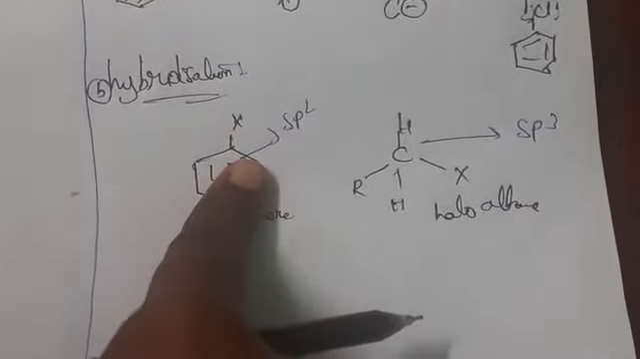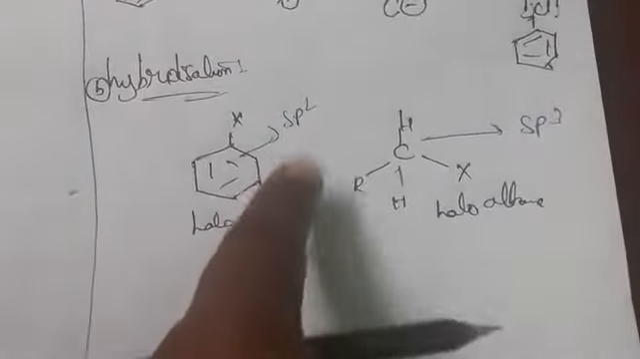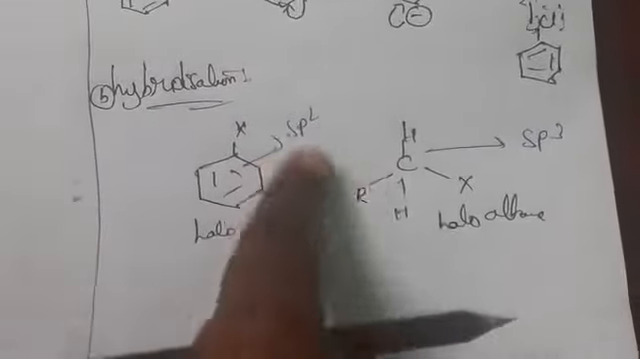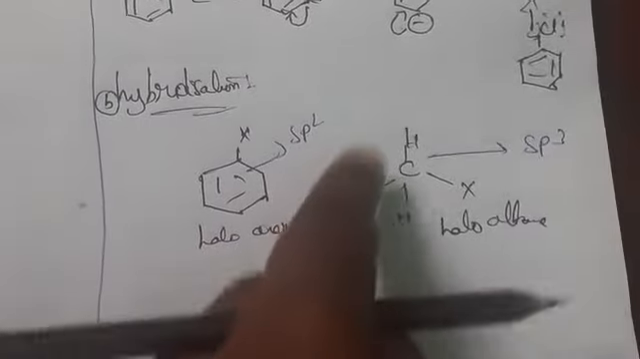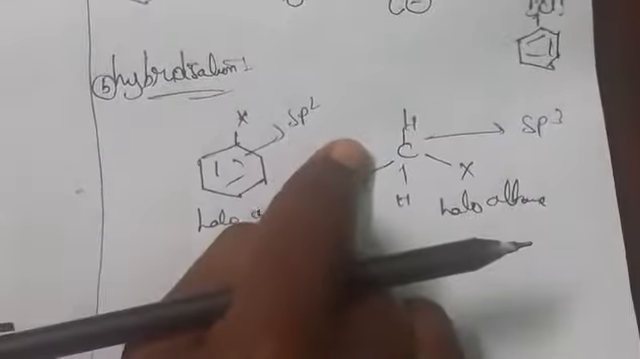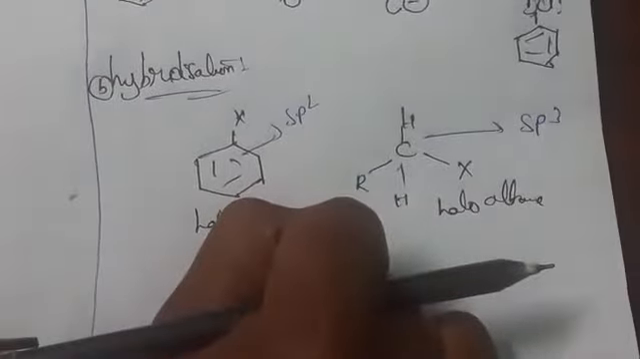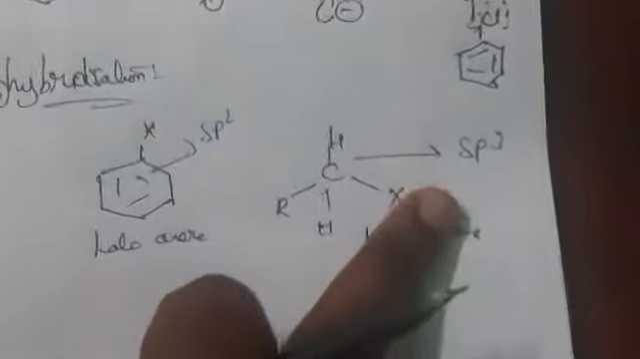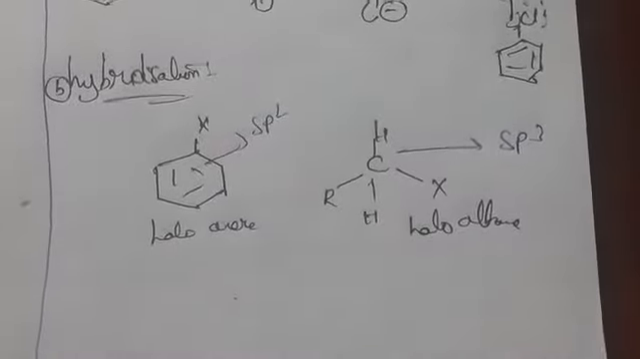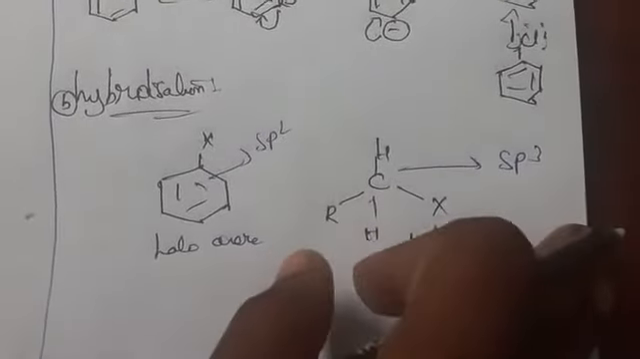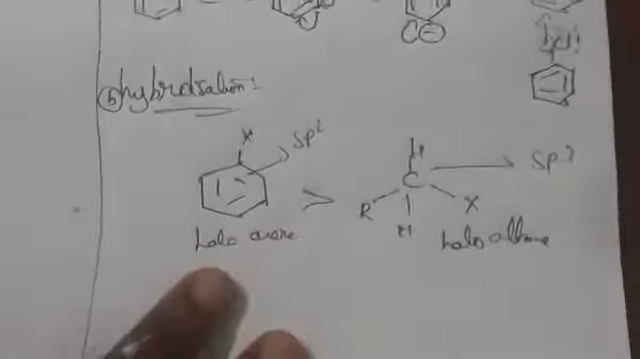Coming here, in a haloarene, what happens? The halogen is attached to a double bonded carbon, so the carbon attached to the halogen is sp2. By this we can say the sp2 carbon, with greater s character, is more electronegative and holds the electron pair of C-X more tightly than sp3. So here it can easily leave the C-Cl bond compared to this one. It holds the bond more tightly because of more electronegativity, so it is much less reactive compared to haloalkanes.